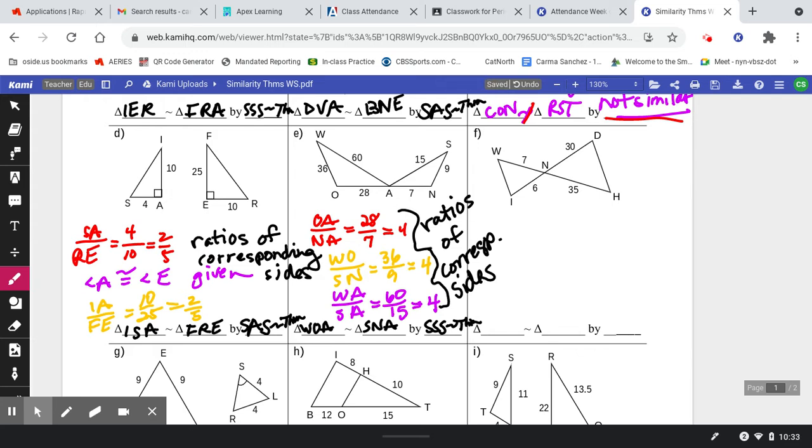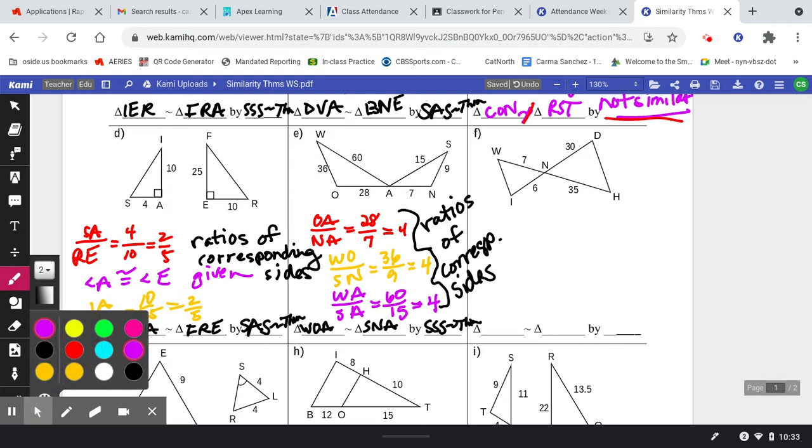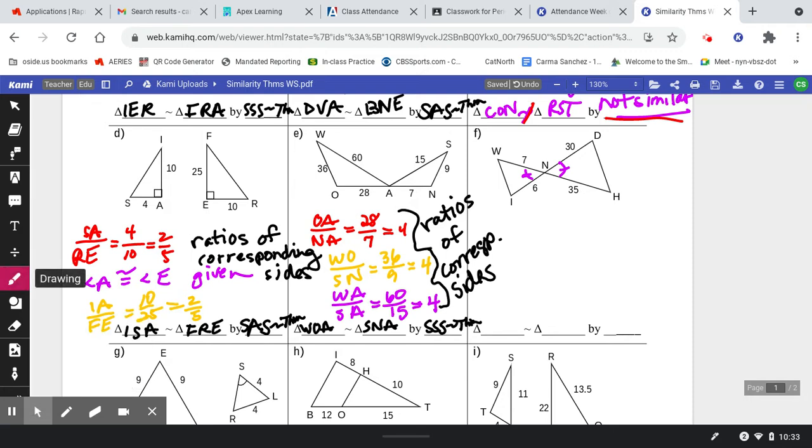Okay, next one has a sneaky vertical angles. Do you see it? This guy right here is equal to this guy right here, by vertical angles are equal. So that's what we need in order to do this guy. So I'm noticing a side, an angle, and a side, and the angle is in the middle of the two sides, so let's try it. WN over HN would be 7 over 35.